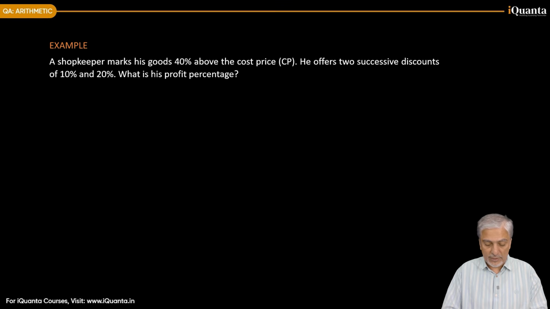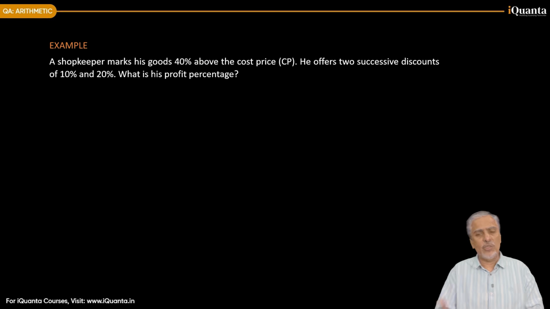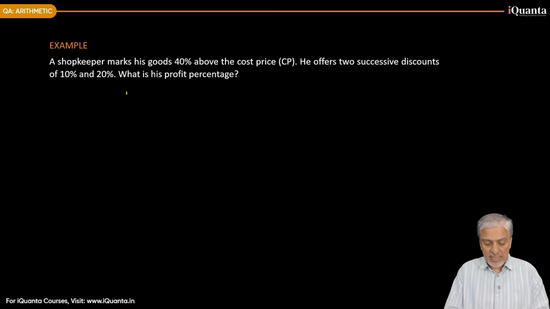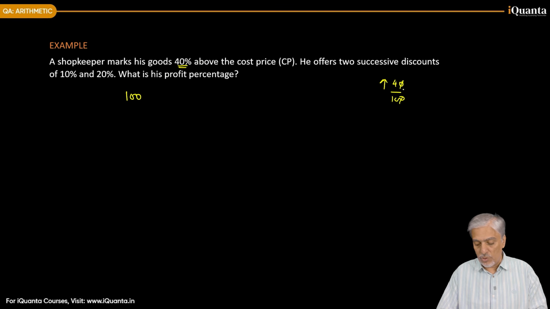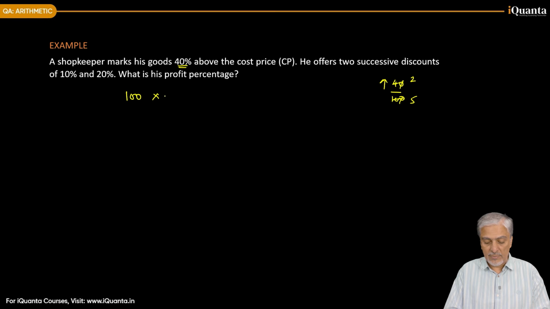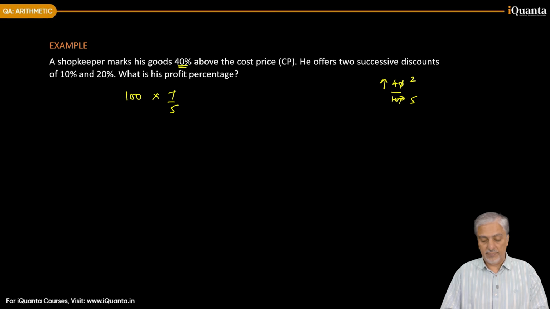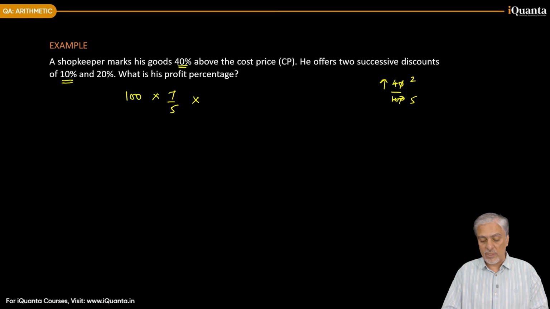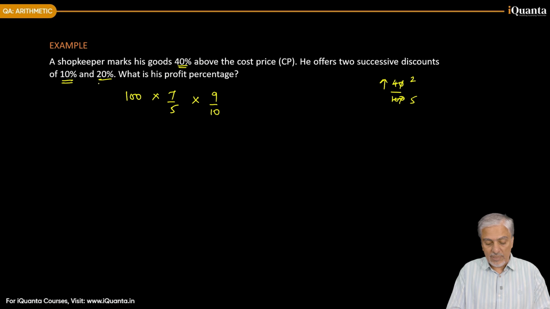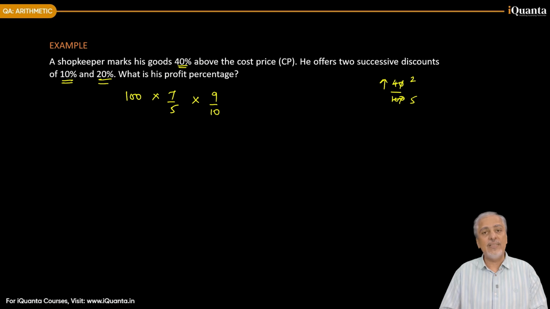So pay attention to the third method. Actually, even without a calculator, it may turn out to be easy. Let's assume the cost price was 100. You have first marked it up by 40%. 40% is 2 by 5. So when you increase something by 2 by 5, it becomes 7 by 5. Then the second time you're decreasing by 10%. 10% is 1 by 10. So when you're decreasing something by 1 by 10, it becomes 9 by 10. And when you're decreasing something by 20%, it becomes 8 by 10.